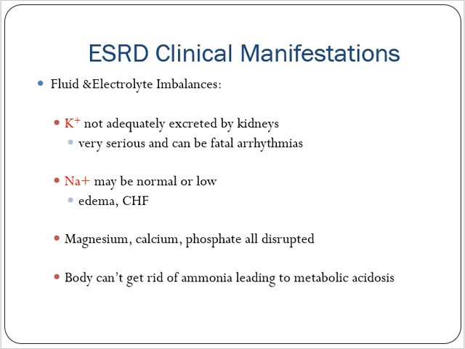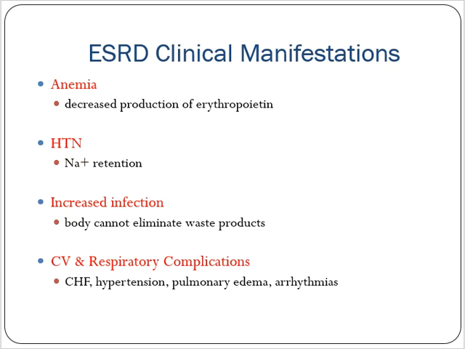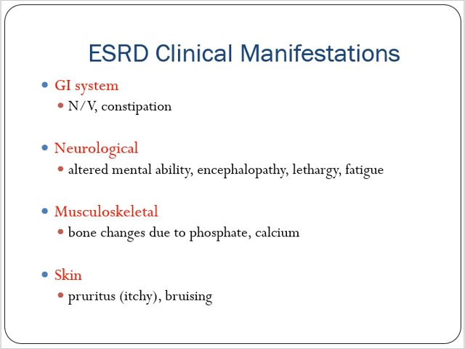Anemia results because of the decreased production of erythropoietin, hypertension related to sodium retention, an increased chance of developing an infection because the body cannot eliminate waste products, and cardiovascular and respiratory complications. Moving on, in end-stage renal disease, we have effects on the GI system, the neurological system, the musculoskeletal system, and the integumentary system, all related to waste product accumulation.